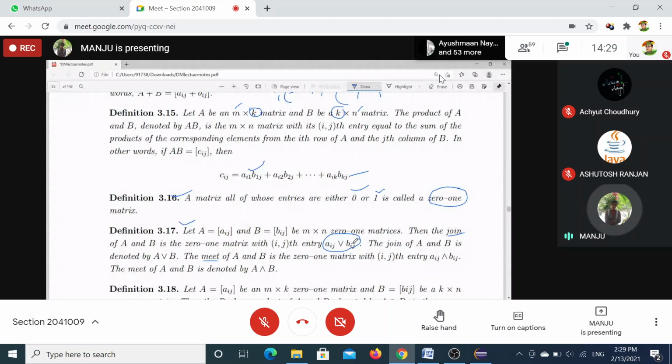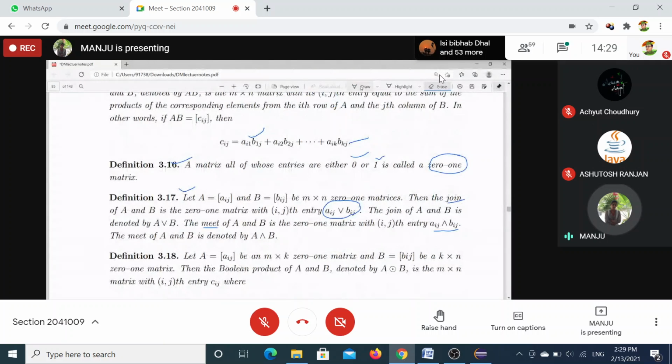And how is it done? 0 you can take as false, 1 you can take as true. So disjunction will be false if both are false, meaning this will be 0 if both are 0, otherwise it will be 1. And meet is the conjunction of corresponding entries. If both are 1, then it gives you 1, otherwise 0, right? These are also denoted by symbols: meet of A and B is the conjunction part, and join is represented by the disjunction of A and B.